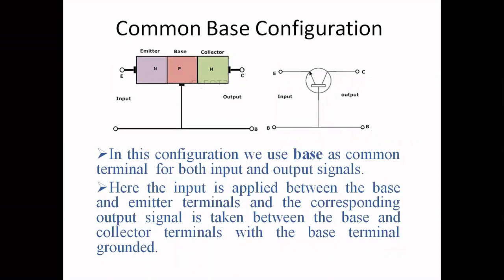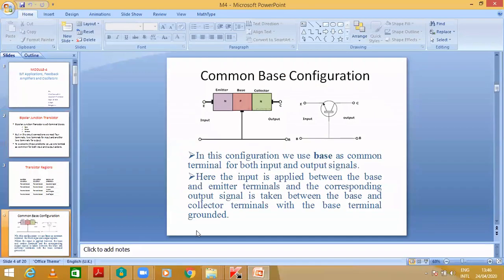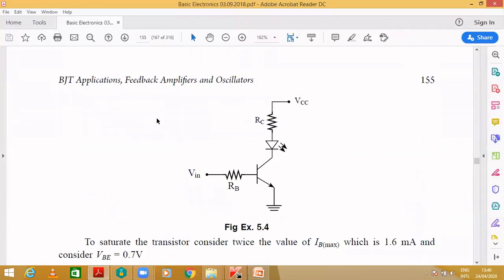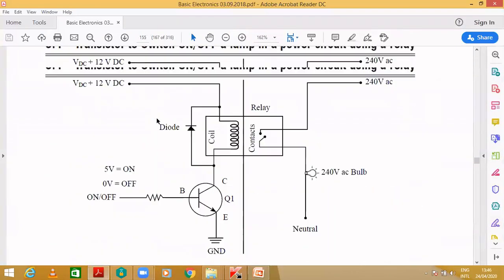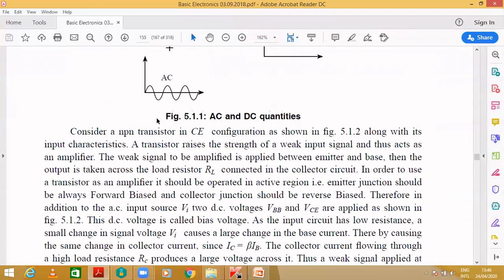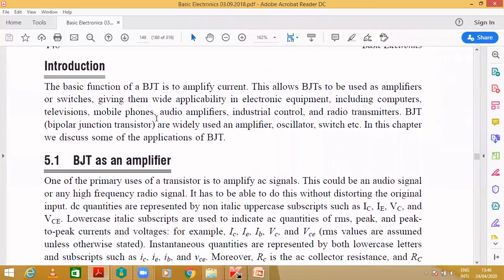Here we start this module with discrete components. The first topic is BJT as an amplifier. You can see it over here. First concept is BJT as an amplifier. So when the BJT is an amplifier, let's see that.